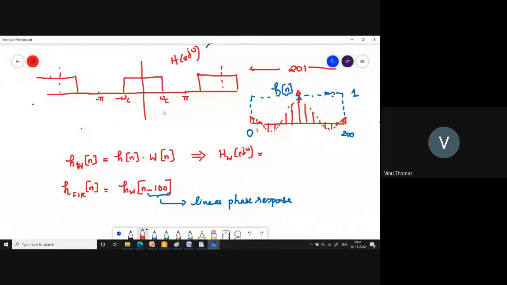You have a multiplication in the time domain. Multiplication in the time domain is convolution in the frequency domain. Right, that's very good. So this is therefore a convolution in the frequency domain: H of e power j omega convolved with W of e power j omega. So definitely the shape of the filter is going to change. The shape of the magnitude or the amplitude response is definitely going to change from H of e power j omega to H_W of e power j omega, as decided by the window frequency response W of e power j omega.